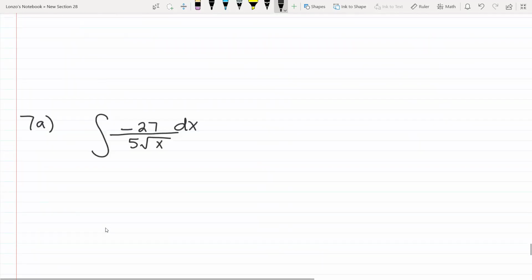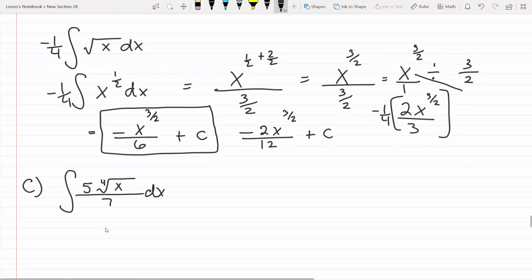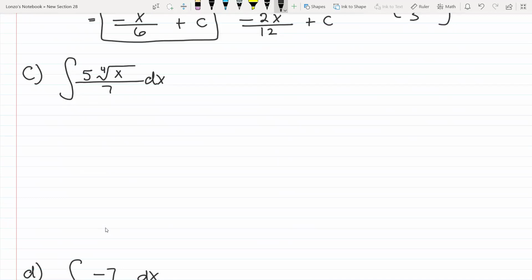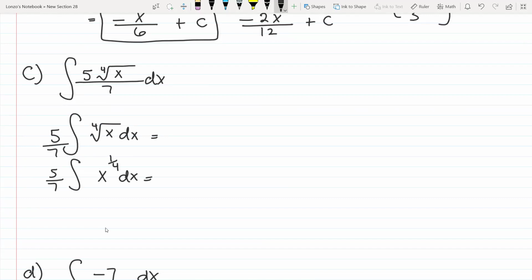Okay, a few more. Let's do C. The integration of this. So first step I would do is take out the 5 over 7. And then you still have the 4th root of x dx. So then what I would do is rewrite the 4th root of x as a power. So that's equivalent to saying x to the 1/4 dx.